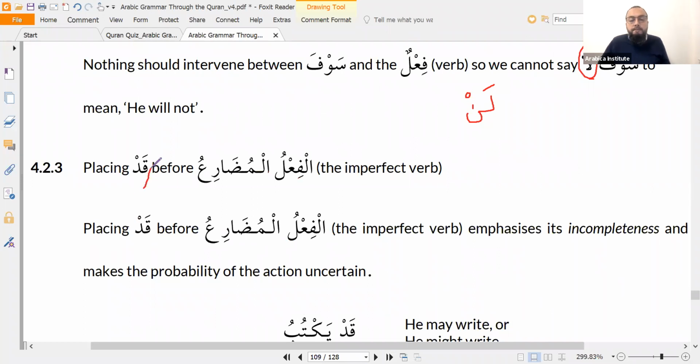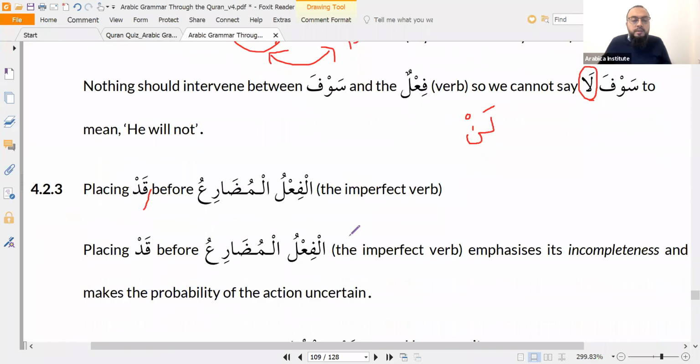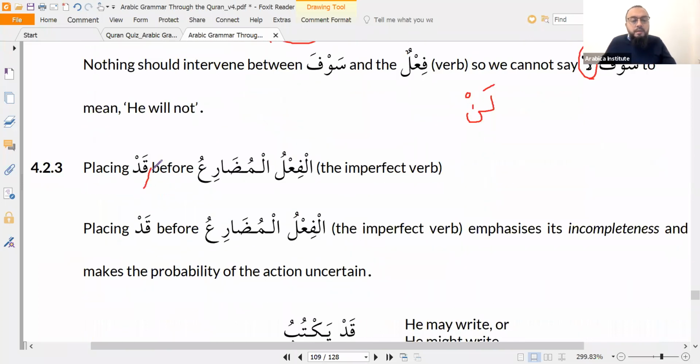What's the difference between sa and sofa? Is there a difference? There's a big discussion about this among the scholars, and the upshot is they don't really know. Some say that sa is near future and sofa is later future. Some say it's the opposite, and some say they're interchangeable. So there's no outcome from that discussion.